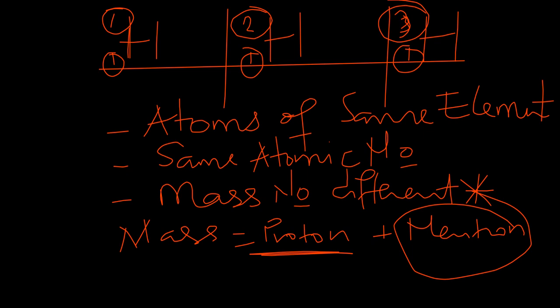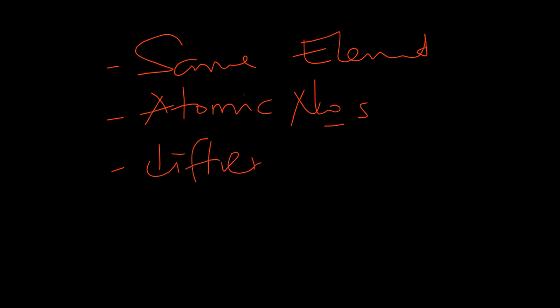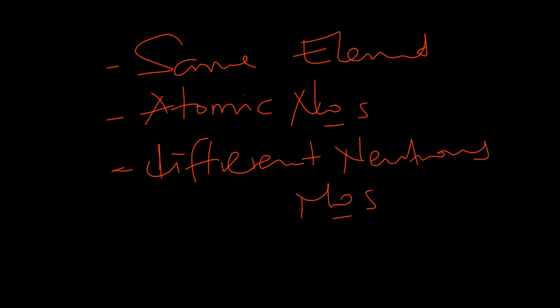So we can also say that isotopes are atoms of the same element with the same atomic numbers but different mass numbers. Sorry, different neutron numbers. It's the same thing. So you need to note this. It can be with different mass numbers or with different neutron numbers. So that's what isotopes are.